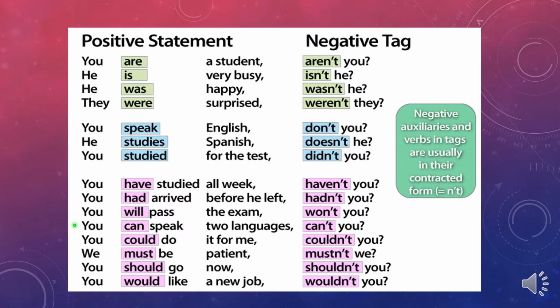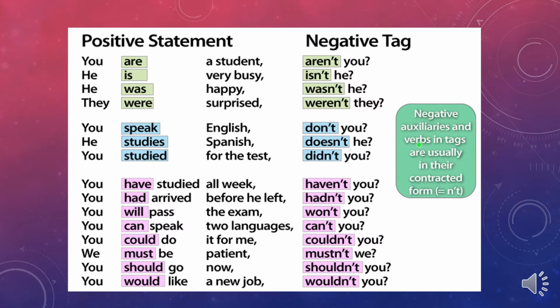Tú puedes hablar 2 idiomas, ¿no? Tú, you could do it for me. Lo pudiste hacer por mí. Lo podrías hacer por mí, ¿no? Nosotros deberíamos ser pacientes, ¿no? Tú deberías irte ahora. Deberías ir ahora, ¿no? Te gustaría un nuevo trabajo, ¿no? Okay? So, can, could, must, should, and would, they are all modals. Okay? And from are to will, they are all tenses. Okay? So you have here some information.